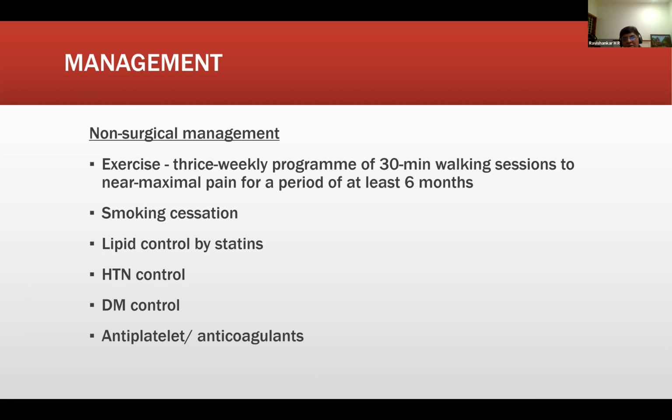Smoking cessation. How long do you need to stop smoking for you to accrue any identifiable advantage? 20 years. Yeah, 20 is probably a bit more, 15 years at least. 15, yes, sir. 15 years before you see any major advantage. But what smoking cessation will do is, it will prevent.